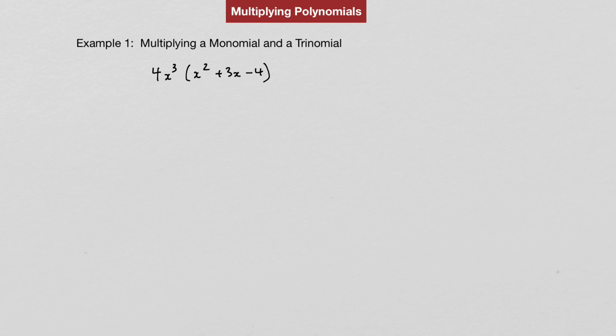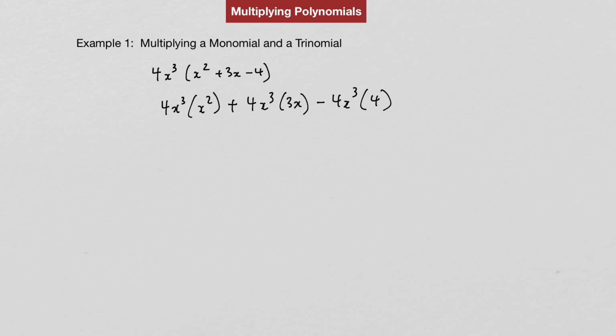To multiply this, we are going to use the distributive property, whereby we multiply this monomial with this first term, and then this monomial again with the second term, and then the monomial with the third term. So it would look as follows: 4x cubed times x squared plus 4x cubed times 3x minus 4x cubed times 4.